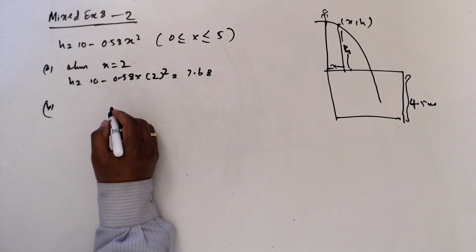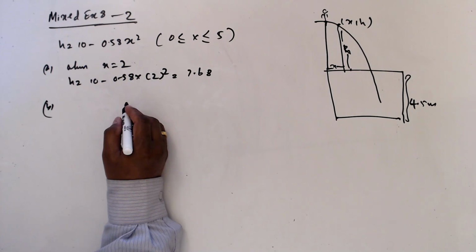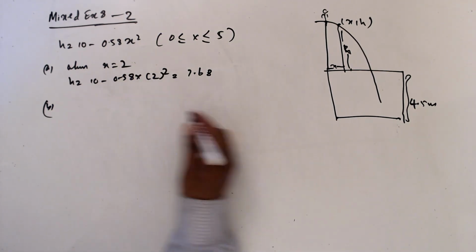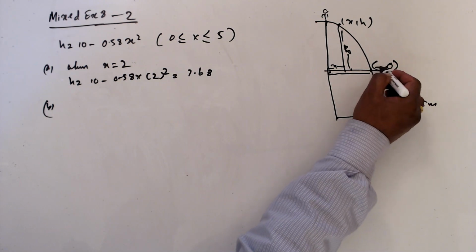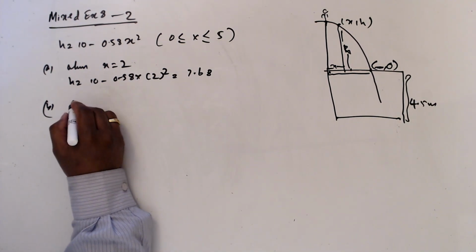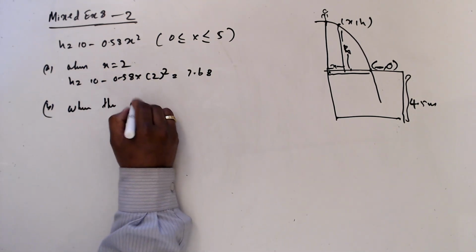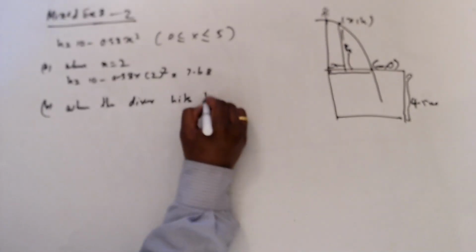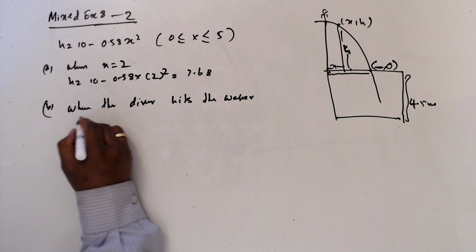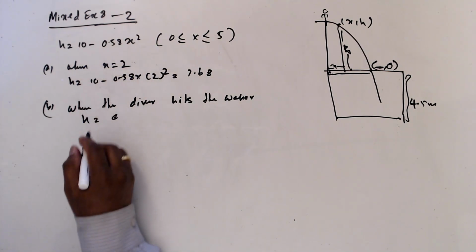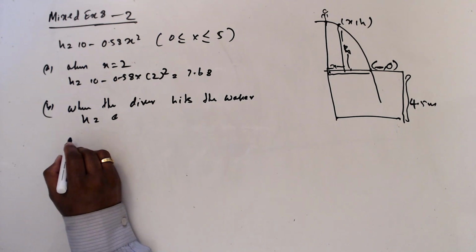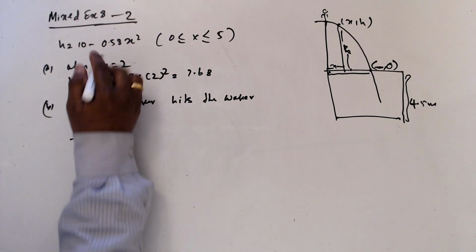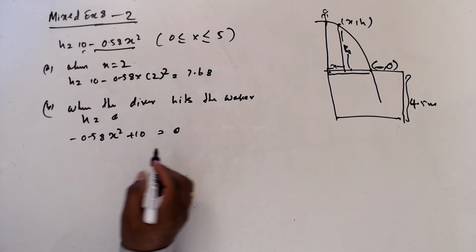And part B, find the horizontal distance from the end of the diving board to the point where the diver enters the water. So we want to find this distance when the h value is 0. We want to find x. When the diver hits the water, h equals 0. So we'll solve this one: minus 0.58 x squared, I write this one first, then plus 10 equals 0.